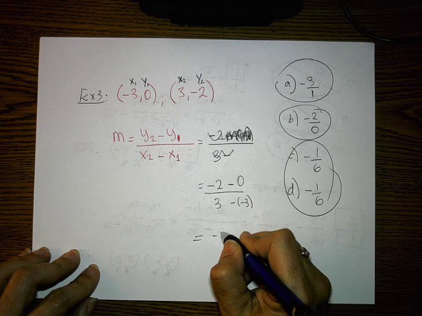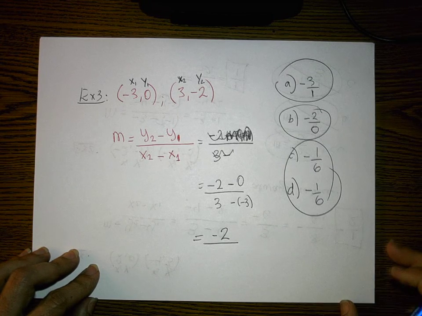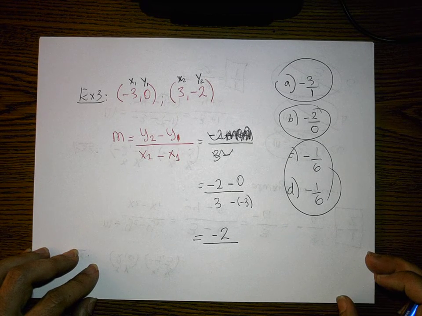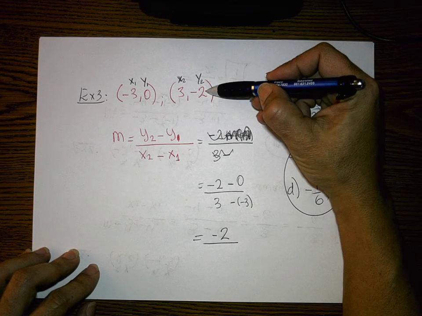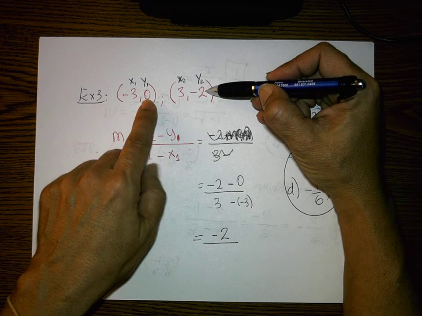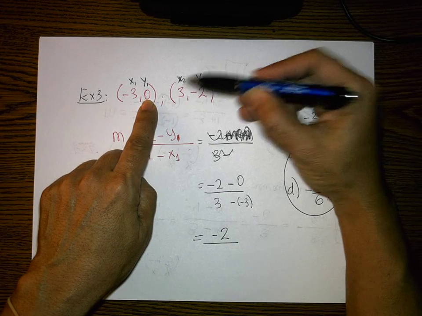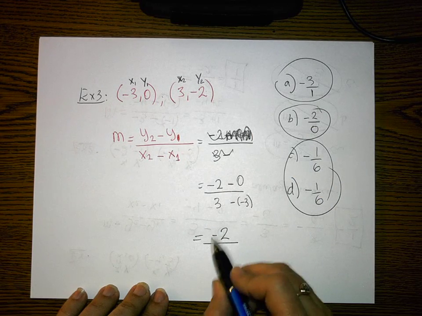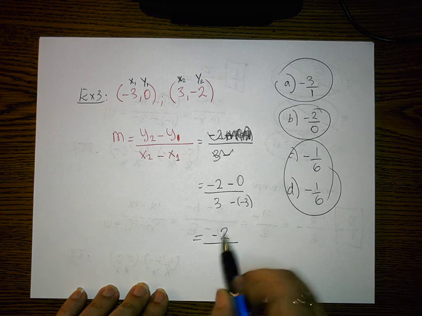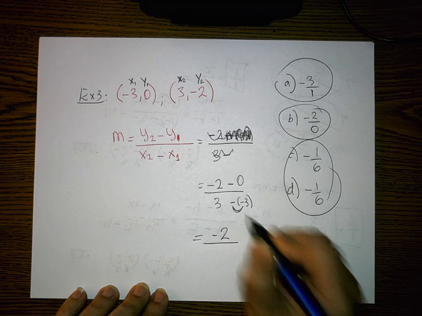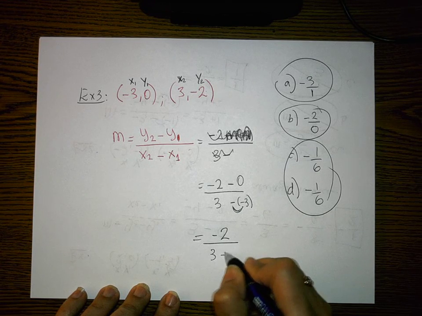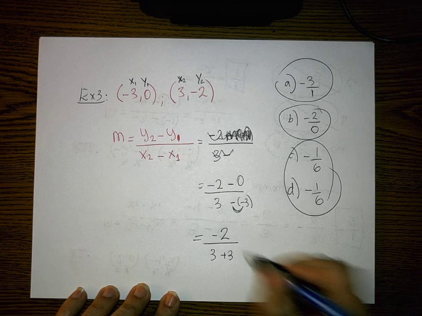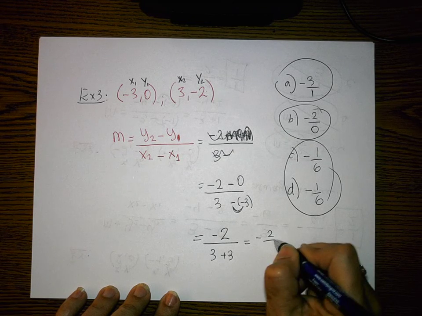Negative 2, right? What's wrong, Colton? Isn't it still wrong? It shouldn't be negative 3 over 0. No, it's y2, negative 2 minus a 0, and 3 minus a negative 3. Okay? So negative 2 minus a 0 is negative 2. And negative times negative over here makes a positive. So it's 3 plus a 3, which simplifies to negative 2 over a 6.